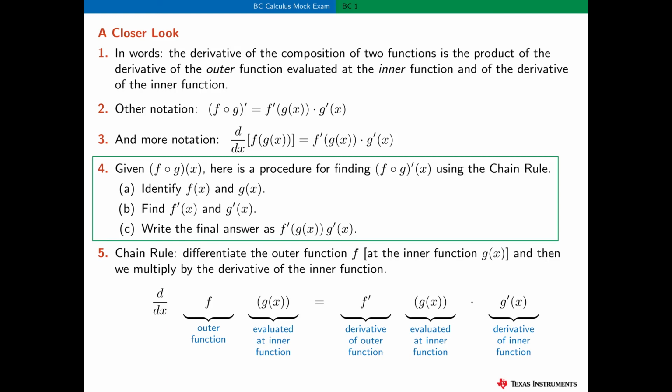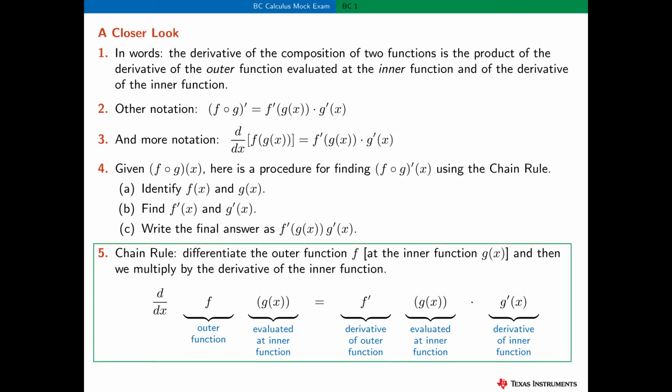Then, find f prime of x and g prime of x separately. And finally, put everything together and write the derivative of the composite function as f prime of g of x times g prime of x. And here's a kind of visualization of the chain rule. To find the derivative of a composition function, we take the derivative of the outer function evaluated at the inner function times the derivative of the inner function.